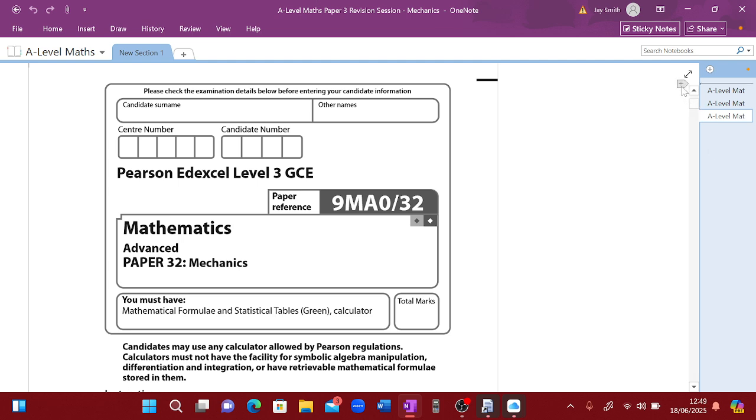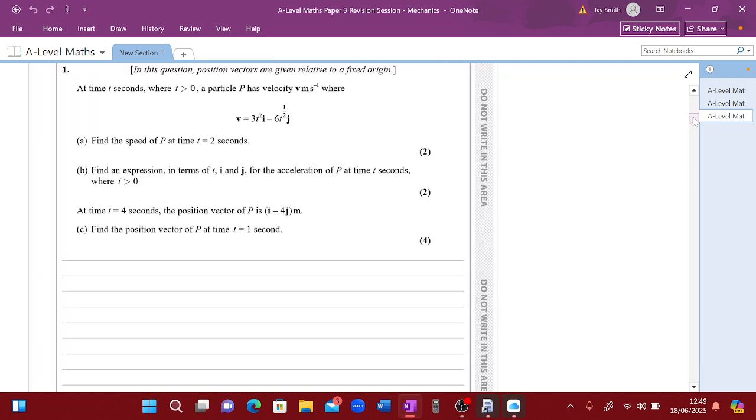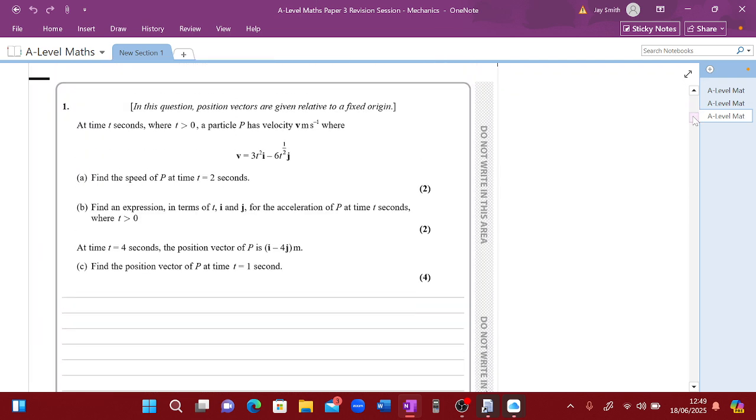I guess let's jump into it. Okay, question one. At time t seconds, a particle P has velocity v, where v is this expression here. Find the speed of P at time t is 2.